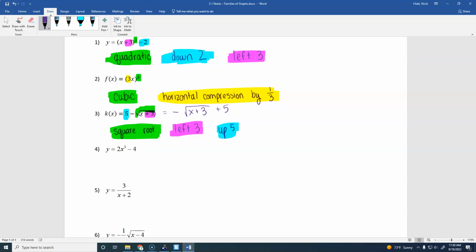Now, what's the last transformation? I've got this negative right here that I can think of as a negative being multiplied by that square root. So that negative, is it only inside the parentheses or outside? Outside, because our parentheses are basically our square root in this case. So that is going to reflect over our x-axis.